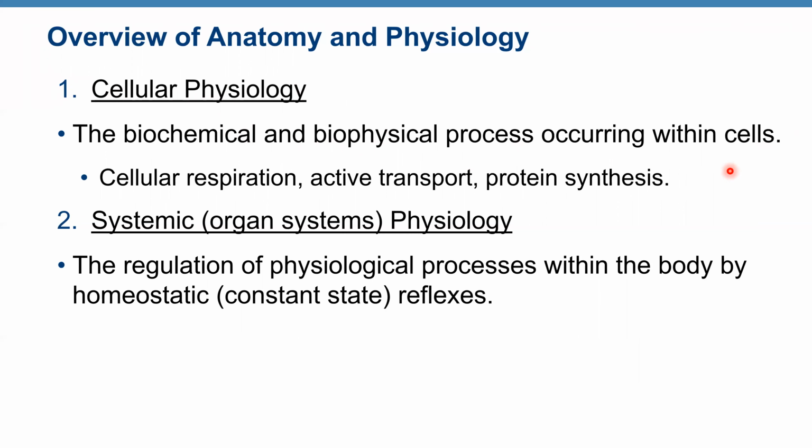So what would be an example of such processes? Cellular respiration. If you took a general bio class, you already know that cellular respiration is the biochemical process that happens inside cells and produces ATP. And ATP is needed for energy. Another example, active transport, or protein synthesis, or DNA replication. Those are all examples of cellular physiology.